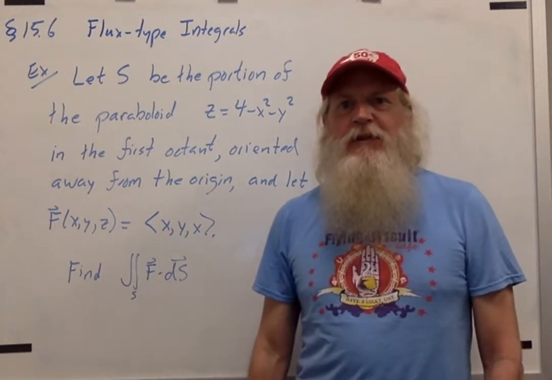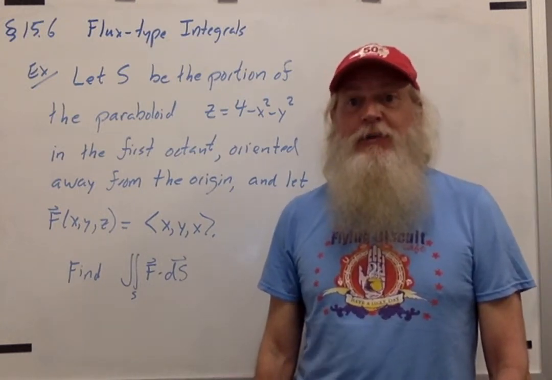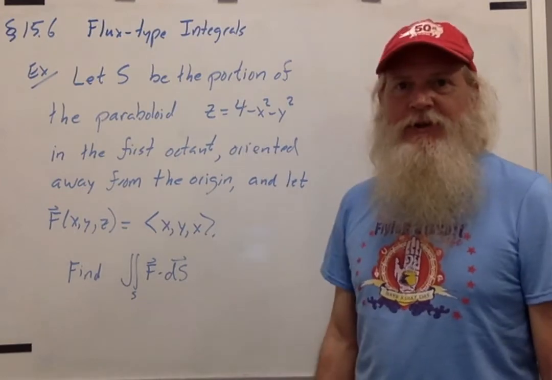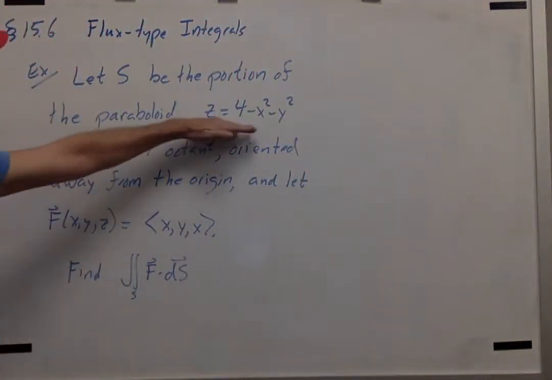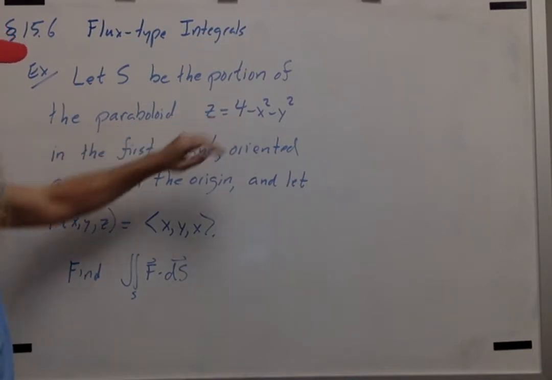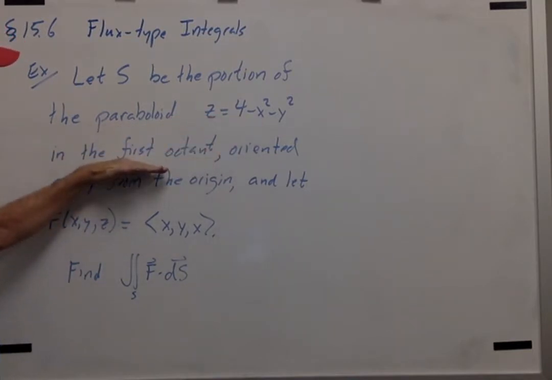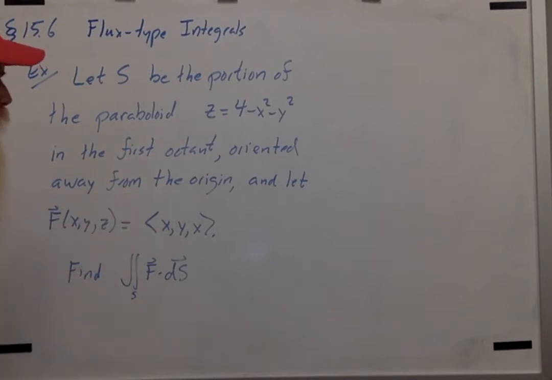This will be the first of several videos in which I give you examples of calculating flux-type integrals. In this one, let S be the portion of the paraboloid z equals 4 minus x squared minus y squared in the first octant, and I want the orientation to be away from the origin. Well, once we draw a picture, we'll see what we mean by that.